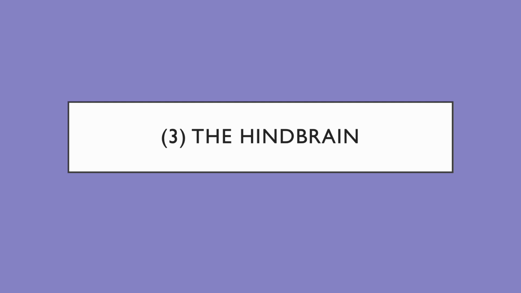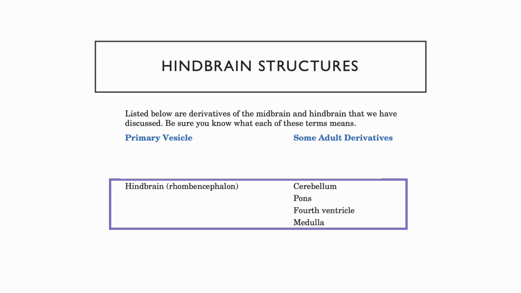Now we're going to talk about the development of the hindbrain, which is also known as the rhombencephalon. The rhombencephalon will end up developing into a few adult structures, including the cerebellum, the pons, the fourth ventricle, which holds cerebral spinal fluid, and the medulla oblongata.